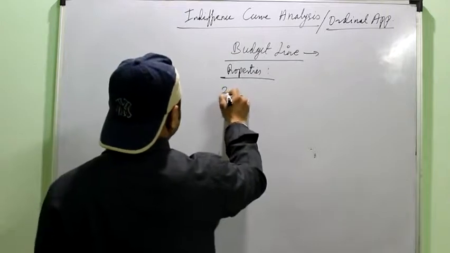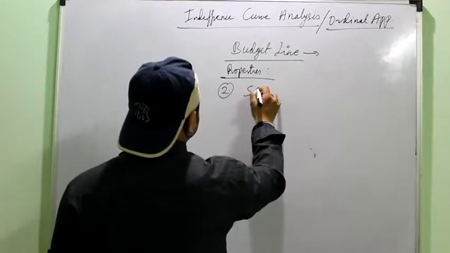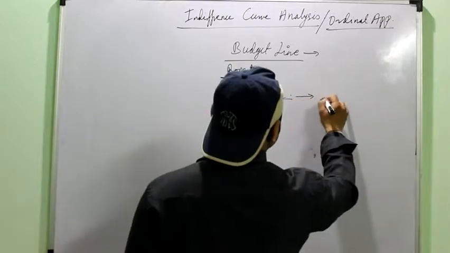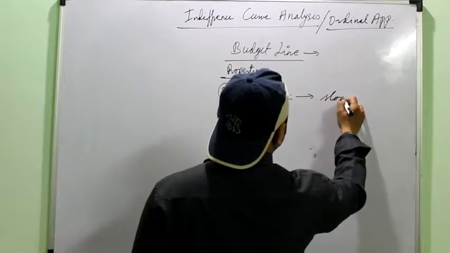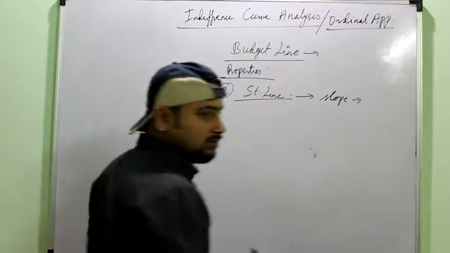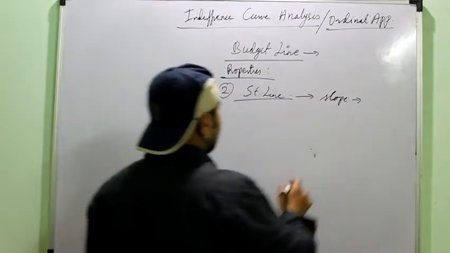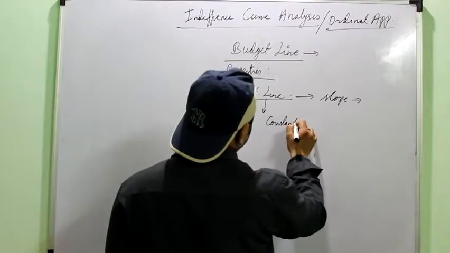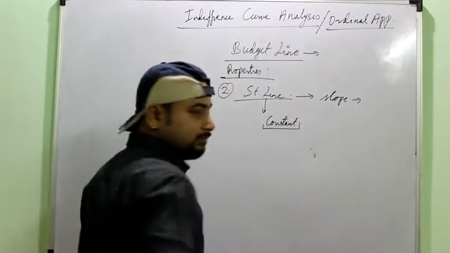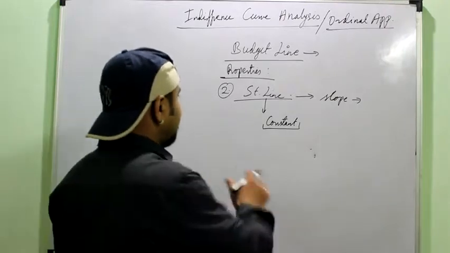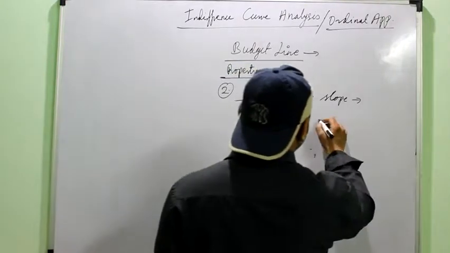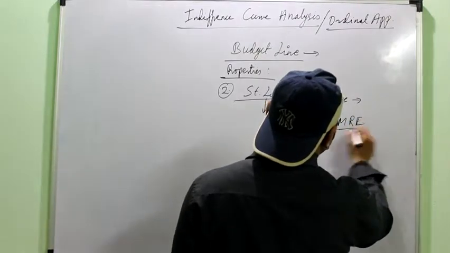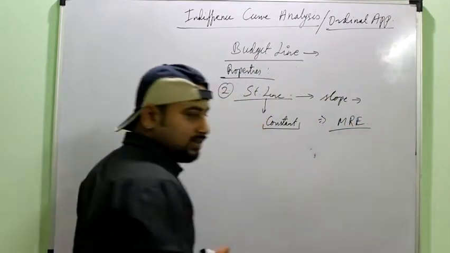Now the second property, that it is a straight line. Again we know that this shape, straight line, convex or concave, depends on the slope of the particular curve. And a straight line is formed when the slope remains constant. Right? Slope does not change. Now the slope of this budget line is known as MRE, that is marginal rate of exchange, right?